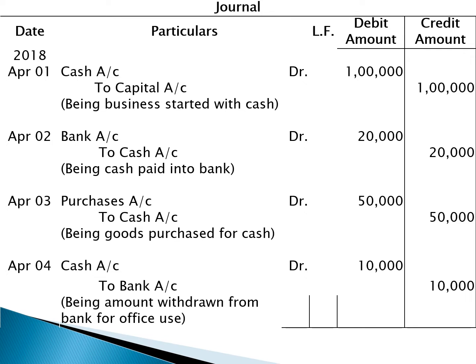Coming to the fourth transaction, April 4th, cash account debit to bank account, being amount withdrawn from bank for office. Here the rules applied are: debit what comes in, credit the giver. Students, you can notice that the fourth entry is just the opposite of the second entry, because in the second transaction, amount is deposited into bank, and in the fourth transaction, amount is withdrawn from the bank.